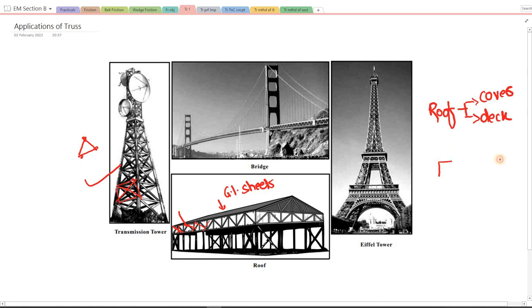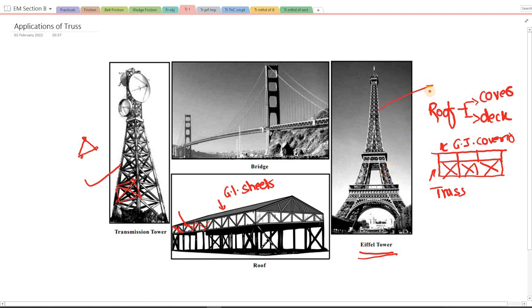For example, let's say this is a truss. Then the upper, opaque layer will be the roof covering. This will be the GI sheet covering, like in our canteen, and the support system for that heavy cover will be this simple truss. And the best world-famous example of a truss is the Eiffel Tower. The Eiffel Tower is totally made up of slender bars joined together by means of nuts and bolts, and the basic shape here also, you can observe, is a triangle.